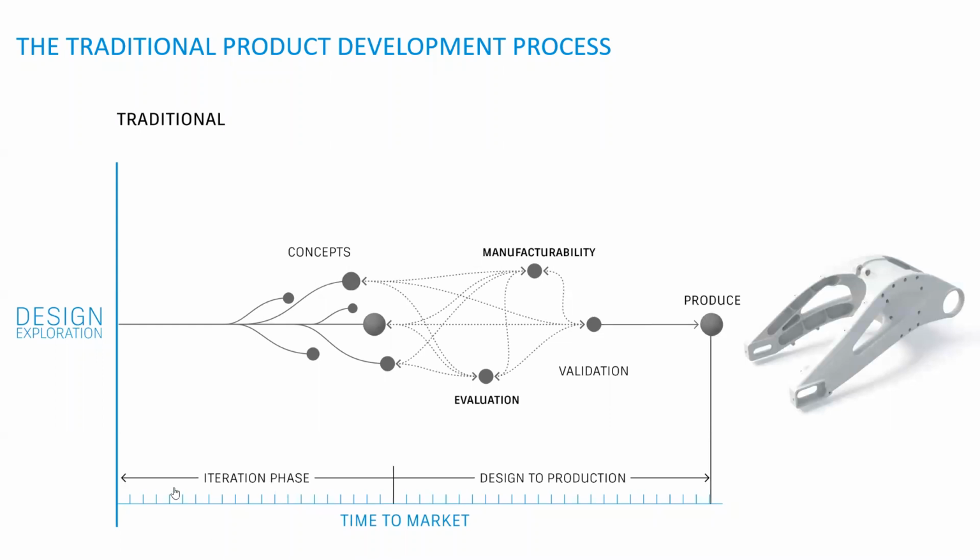See, this is called the iteration phase, the concept phase, where a lot of processes, as you can see in this image, are cyclic in nature. If I'm getting some constraint in the manufacturability, then I can again send my file to the evaluation department, and then maybe the concepts need to be revised. So a lot of things are happening in the iteration phase, and then it goes from design to production after validation. So this is the traditional way of product development.